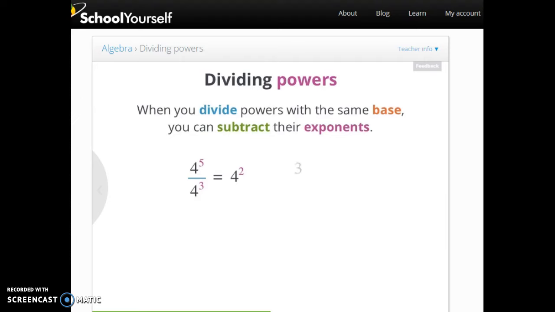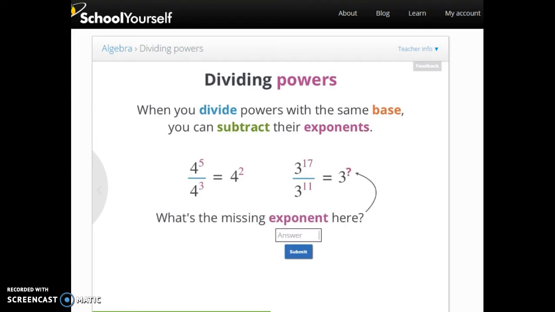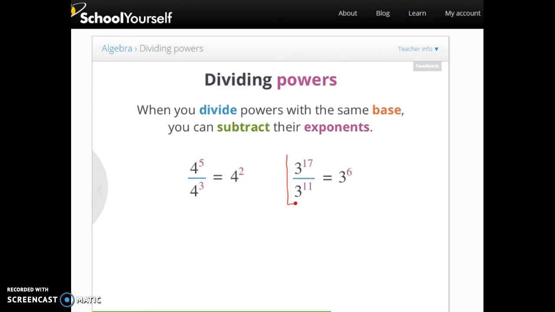Try another example. Say you're dividing 3 to the 17th power by 3 to the 11th power. This equals 3 raised to what power? Precisely, 17 minus 11 is 6, so this quotient equals 3 to the 6th power.